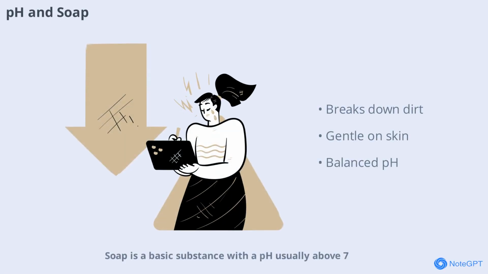Soap is a basic substance with a pH usually above 7. This helps it break down oils and dirt. However, soap that's too basic can dry out skin. Manufacturers balance pH to create effective and gentle soaps. Understanding pH helps you choose the right soap for your needs.